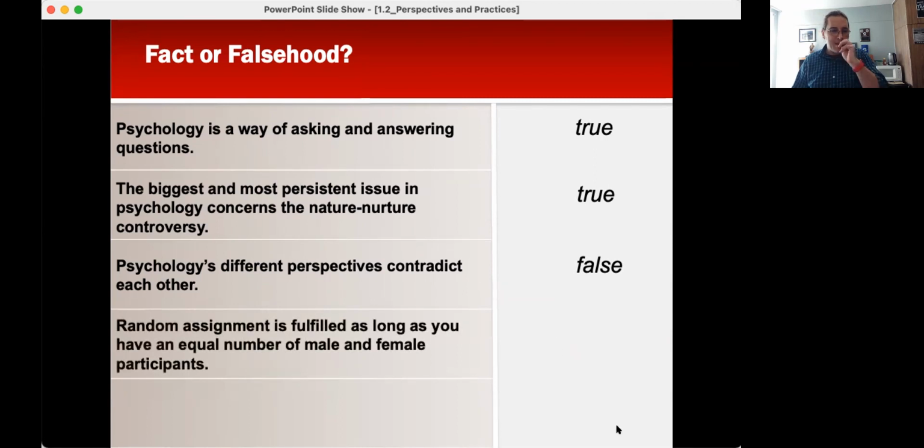All right, random assignment is fulfilled as long as you have an equal number of male and female participants. What do you think? Okay, see a thumbs down here. All right. False. Okay. Why do you think that one is false? I don't think it matters if you have an equal number of male and female participants.